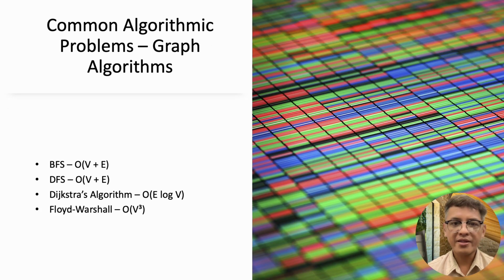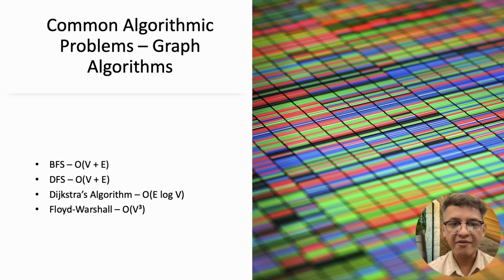Now we'll explore graph algorithms, which are used to solve problems involving networks. In computer science, a graph is a collection of nodes, also called vertices, connected by edges. Graphs are used in social networks, routing systems, dependency graphs, and more. Let's look at a few examples of graph algorithms.